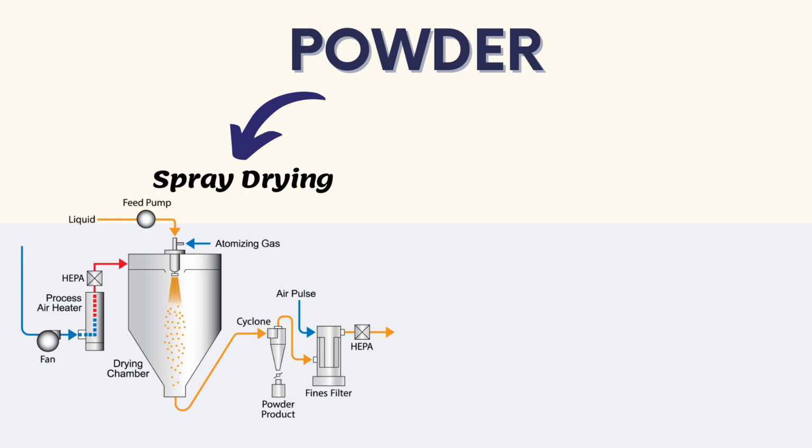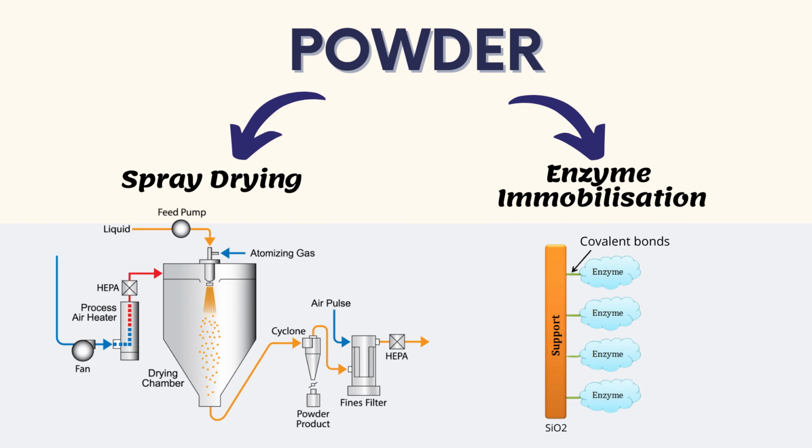One is spray-drying, which uses high temperature to evaporate the liquid, leaving only the product in powder form. The other option is enzyme immobilization, which has an advantage of producing reusable enzyme.